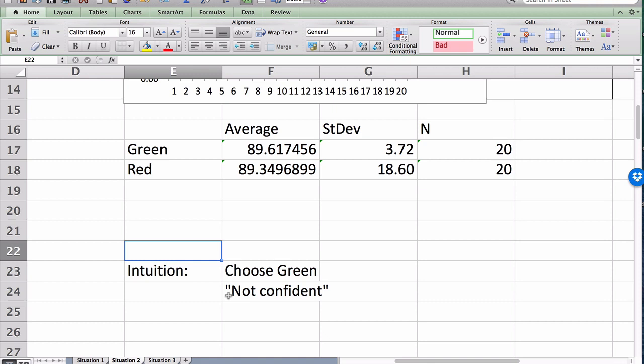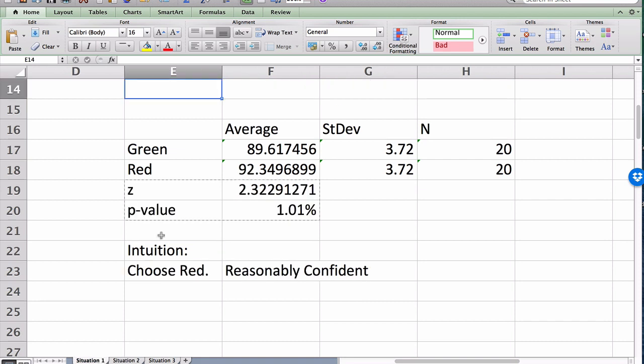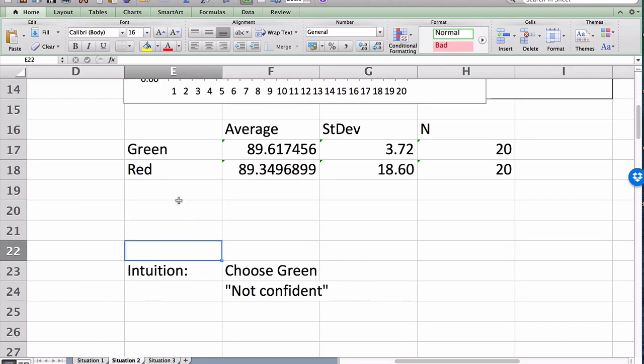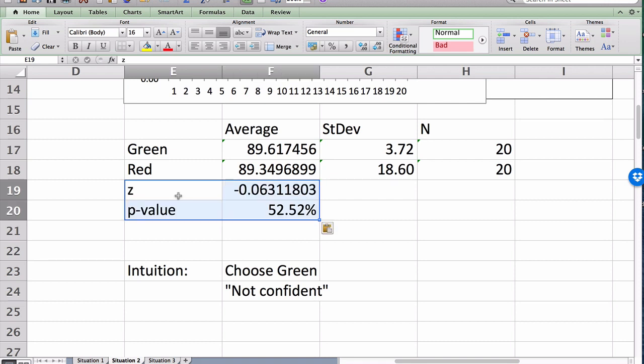So I can do the exact same computation in situation 2. What I'm going to do to be clever is just copy over my formulas from situation 1. And now what I see is a little bit more subtle. So the first thing to notice is that the z-statistic is fairly small. The consequence is that the p-value is sort of large.